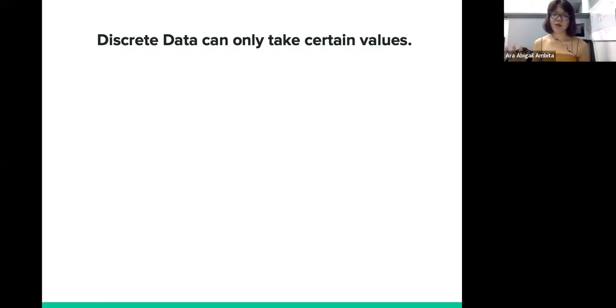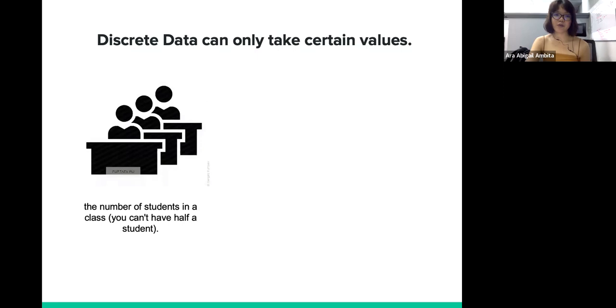Going back, when we say discrete math, discrete data means that it can only take certain values. And these are some of the few examples: the number of students in a class.